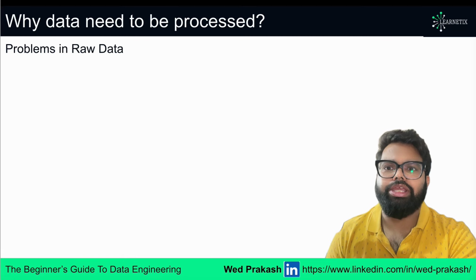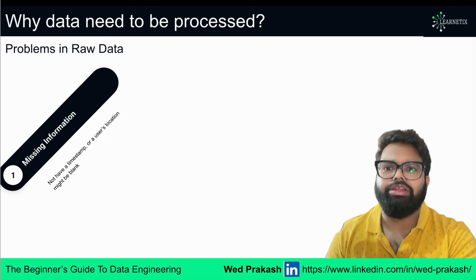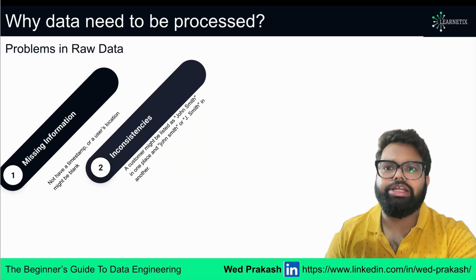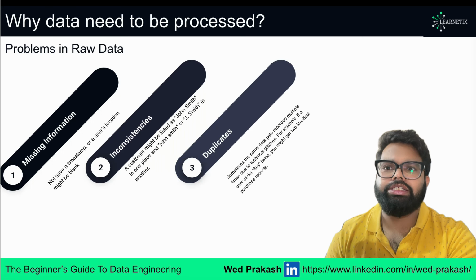So here are the most common issues. The first one is missing information. Maybe a product view doesn't have a timestamp or user location is blank. If we don't know when or where something happened, how can we spot the trend? The next one is inconsistency. John Smith, john smith, and J. Smith might be treated as three different people. This skews analysis and makes personalization impossible because of names with uppercase and lowercase letters and half of the name. Next problem with raw data is duplicates. A glitch might record the same action twice, like a double purchase. Now your sales numbers are totally off.